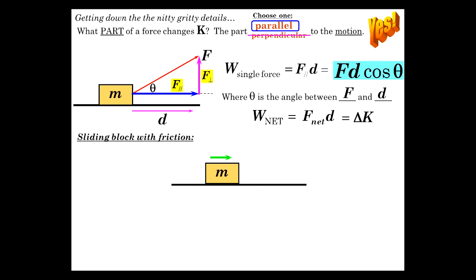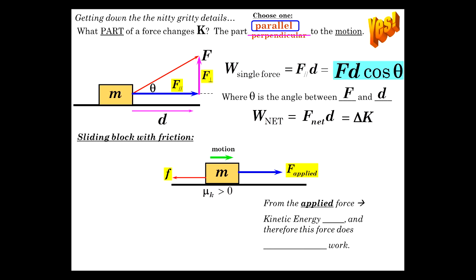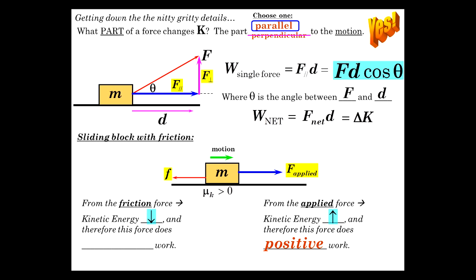Let's consider a sliding block with friction. There's mass M. It's moving to the right by an applied force. And friction is saying, stop. But maybe it's not quite able to. Doesn't really matter in this case. There is a frictional force. From the applied force, the kinetic energy is going to increase, the speed goes up, so that force does positive work. In like manner, from friction, the kinetic energy goes down, and therefore that force does negative work.